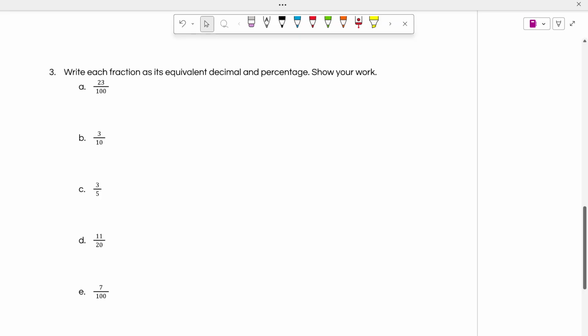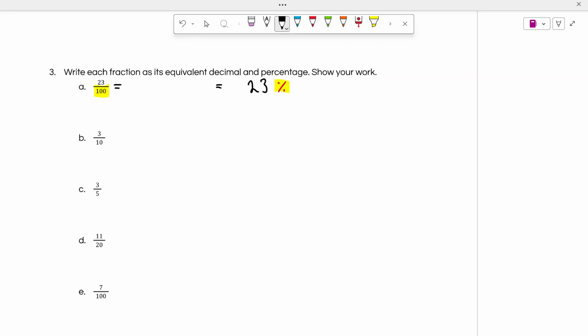We want to start with each fraction and write it as its equivalent decimal and percentage, and to show our work. In the case of question A, we've got 23 over 100. This already has a place value bottom, and it's already over 100 for our percent. As far as our percent goes, we know that over 100 is the same thing as our percent sign, and since it was 23 over 100, it's just 23%.